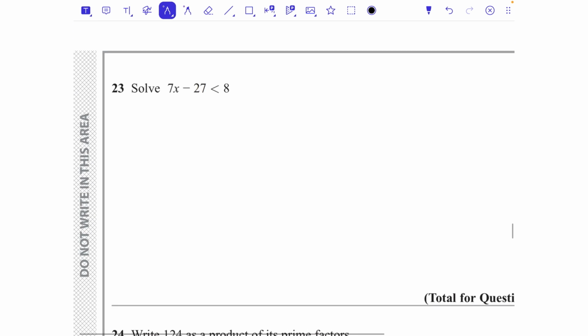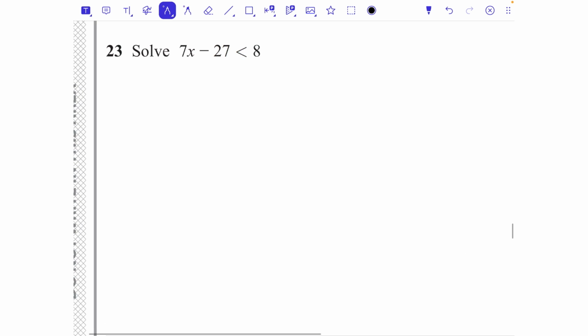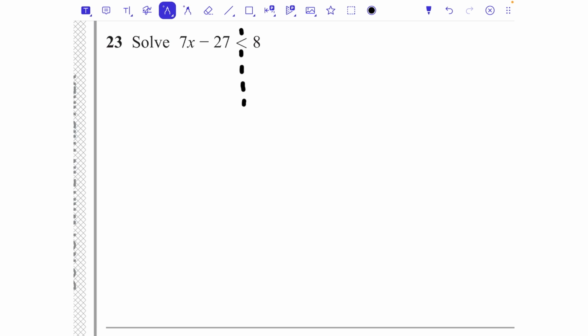Question number 23. Now when you are solving, this is an inequality, but same as when you have an equation, we're going to put a dotted line where the equals or where the inequality symbol is, and we're going to solve it. Now the aim of the game when we're solving is to get the x on its own. So the first thing I'm going to do is add 27 to both sides. The reason I'm adding 27 is because this is subtracting 27 and I want to get rid of it. So if I add 27 to both sides, 7x is less than 35.